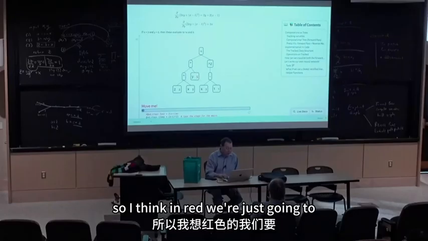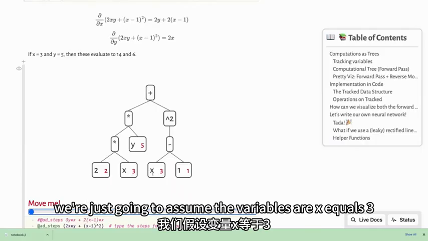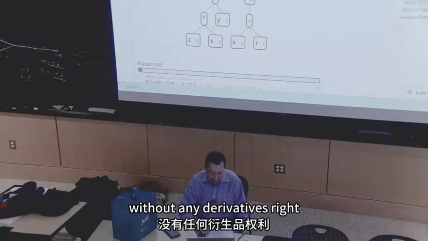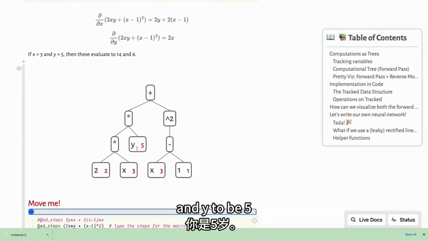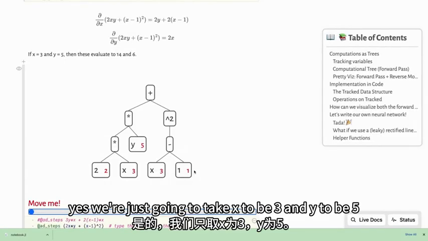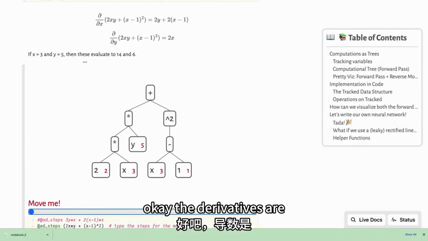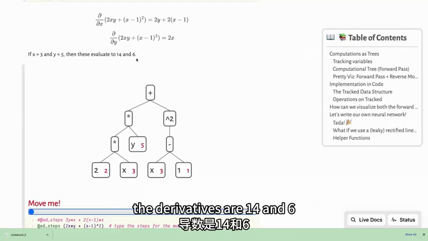So I think in red we're just going to assume the variables are x equals 3. First we're just going to do the expression without any derivatives. We're going to take x to be 3 and y to be 5, and then we have these constants: 2 is 2 and 1 is 1. If x equals 3 and y equals 5, then the derivatives are 14 and 6. So that's where we want to go.